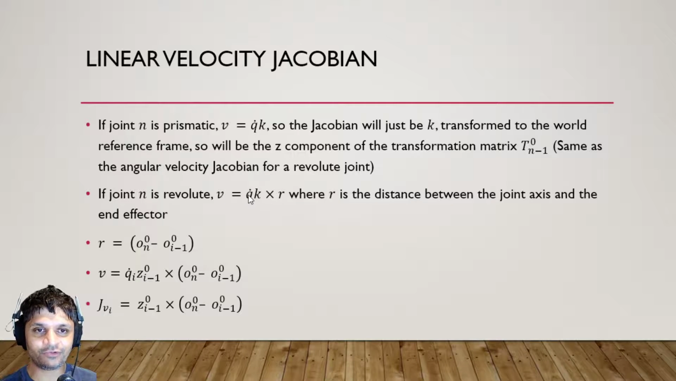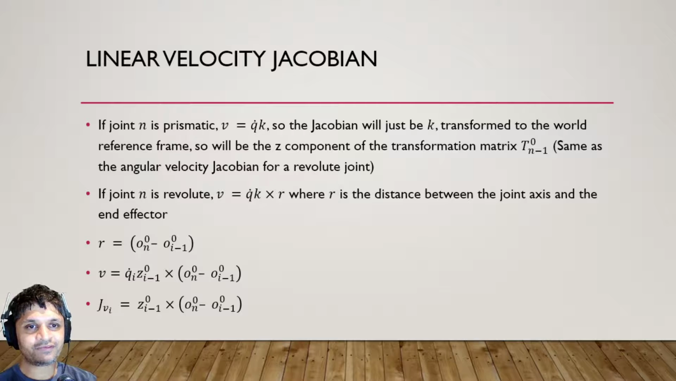And then v was equal to q dot k cross r. So it's q dot times the z component, right? Because that's what k was. We worked that out previously. So it's the z component of the i minus 1th reference frame crossed with that r. Okay. So our Jacobian is just the z component crossed with that r, right? The subtraction from the origin vector.